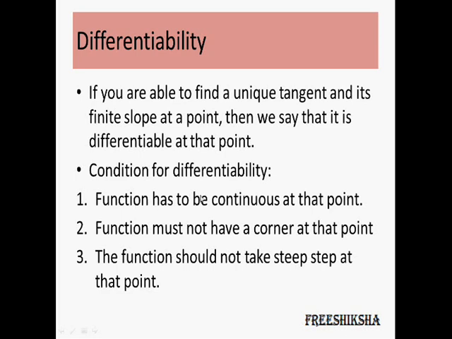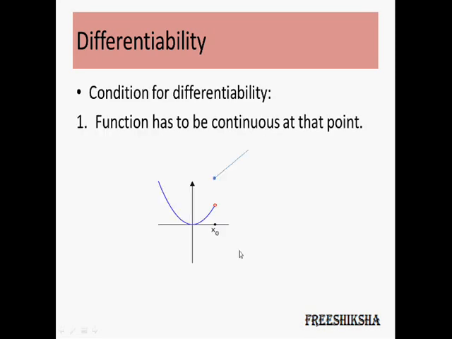So the conditions for differentiability come from this definition itself. The function has to be continuous first of all. Then the function must not have a corner at that point where you are calculating the differentiability, and the function should not take a steep step at that particular point. Let's discuss these points one by one. First, the function has to be continuous at that point.